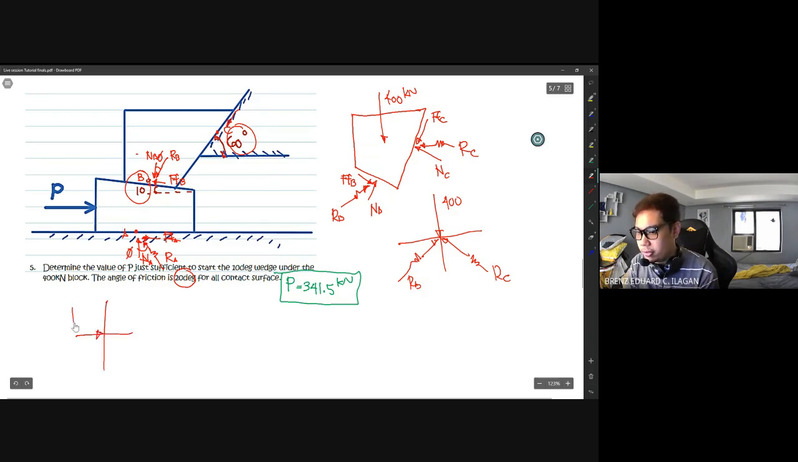So, this is your force P. This is RB, and then this is RA. So, again, your major concern or challenge here is solving the angle. Okay? So, the final answer for this is 341.5.